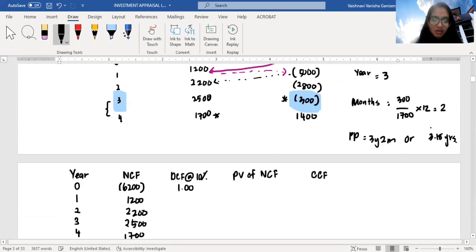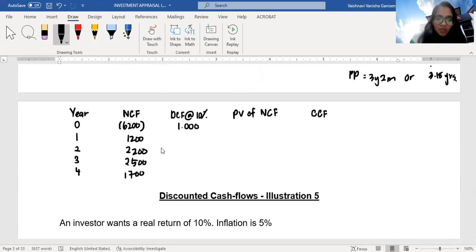just too high. When the discount factor is too high, your profit becomes lower. There is a possibility this does not become positive. 0.909, 0.826, 0.751, I think 0.682. Let me see. 1.10 to the power of negative 4, 0.683, not 0.682. 0.683.